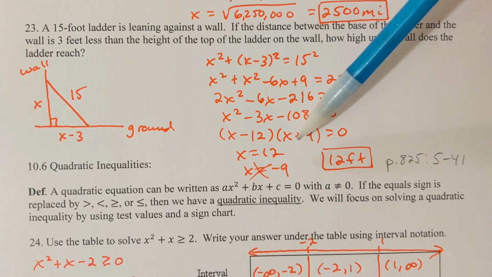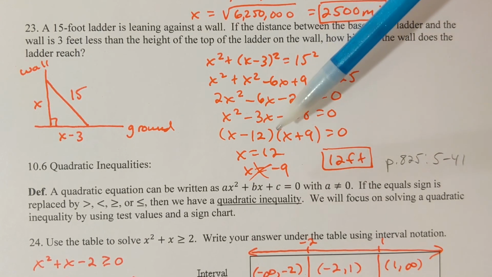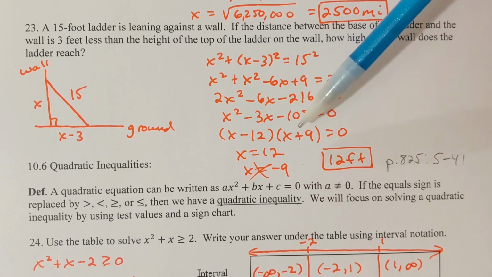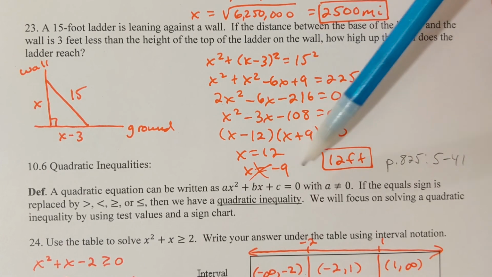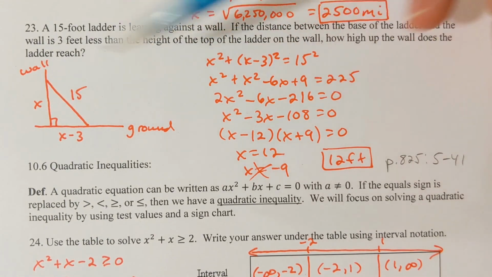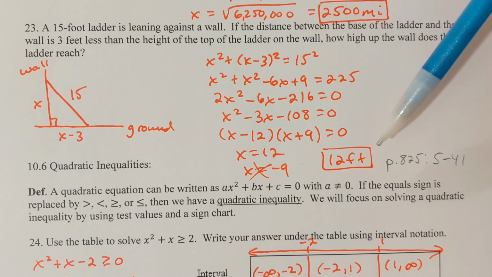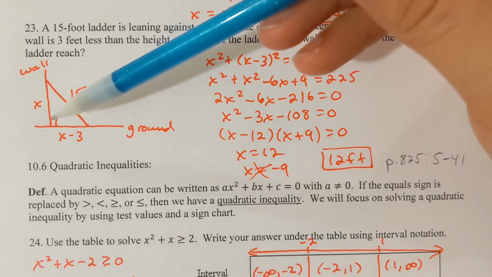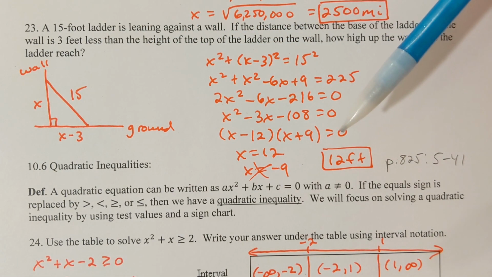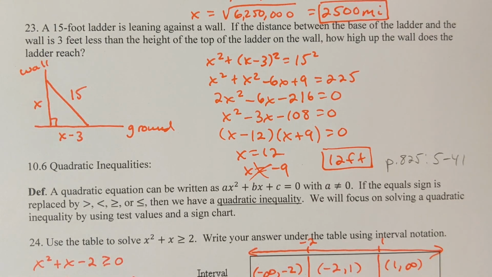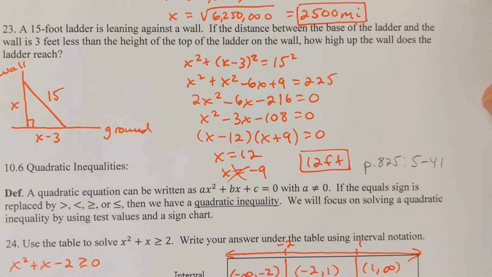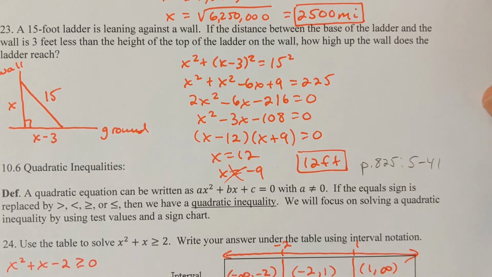So then I set the factors equal to 0. x minus 12 equals 0 means that x is 12. x plus 9 equals 0 means that x is negative 9. x is the distance from the ground to the top of the ladder. That can't be negative. Throw away the negative 9. And so the distance we're talking about would be 12 feet. Okay, so that is all for section 10.5. The homework problems in this section are on page 825.